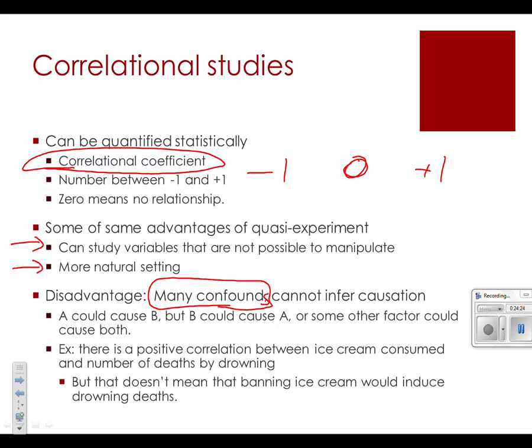So for instance, here's an example of a positive correlation that certainly is not causal. If you look from day to day, different days of the year, you find a positive correlation between the amount of ice cream consumed nationwide and the number of deaths by drowning. So, does this mean that eating ice cream causes you to drown and your grandmother was right and you can't go into the water after you eat?